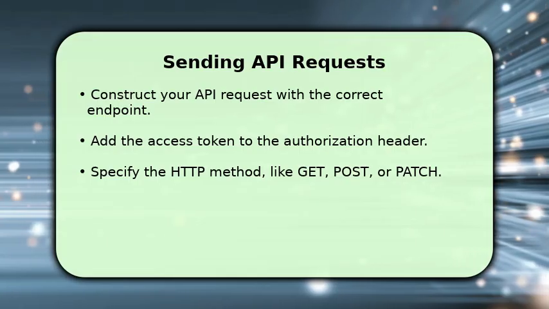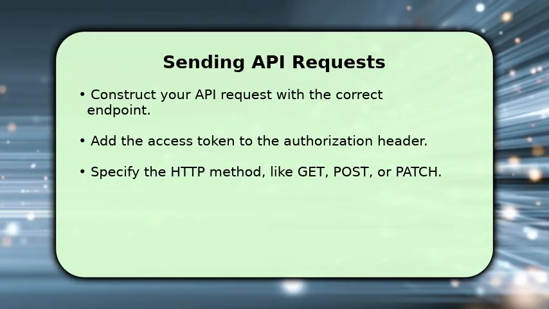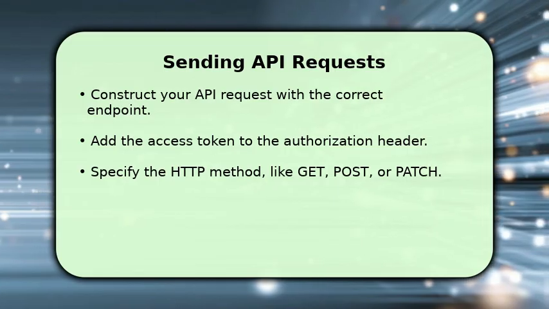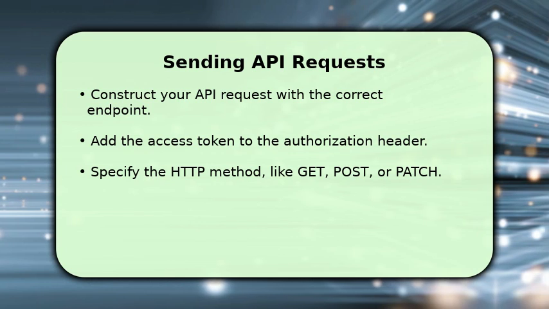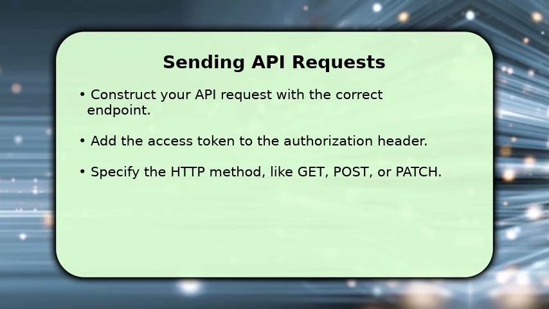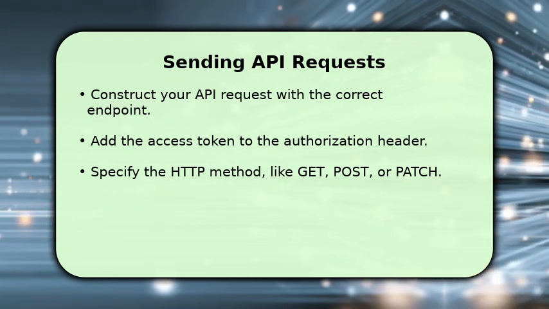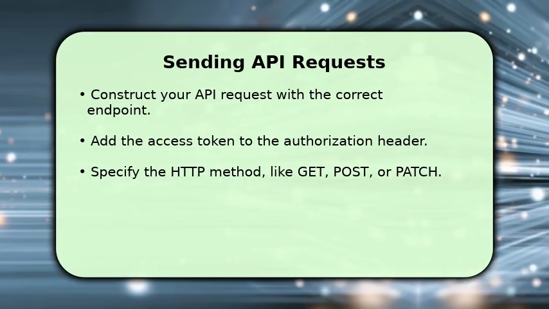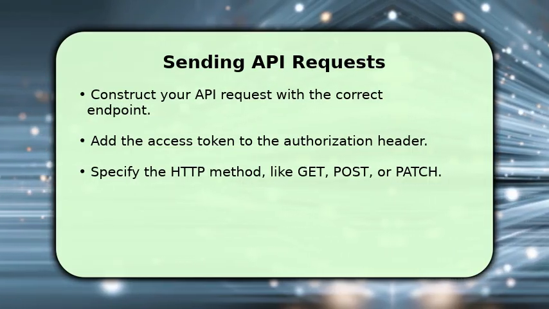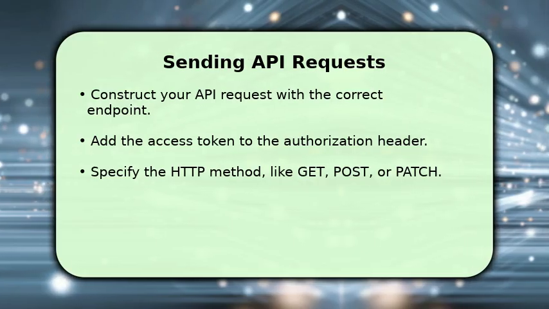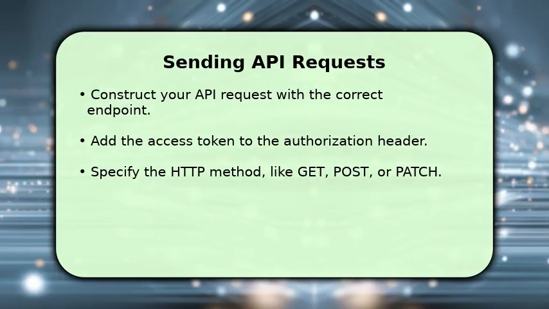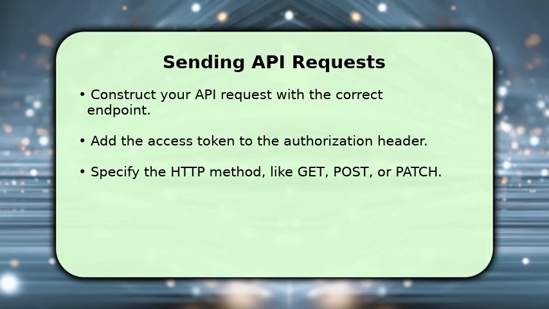Now, let's send API requests. Construct your API request by specifying the correct Salesforce endpoint, such as the REST API or Tooling API. Crucially, add your obtained access token to the authorization header as a bearer token. Specify the appropriate HTTP method, like GET for retrieving data, POST for creating, or PATCH for updating. For data manipulation, include a JSON request body.